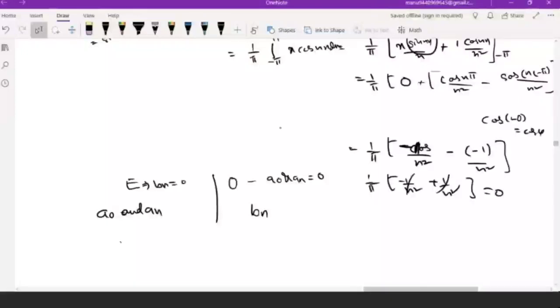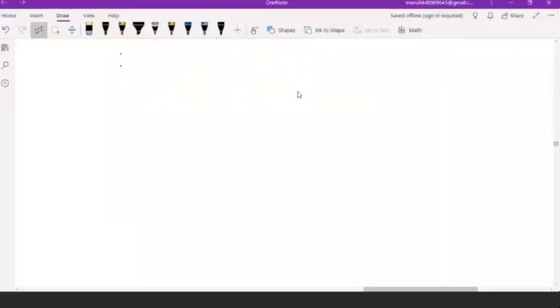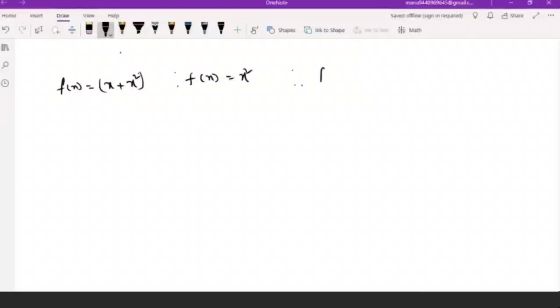Okay. Now we will do one problem in the interval. The given question is: find the Fourier series in the interval minus pi, pi, when f of x is equal to x plus x square, first. Otherwise, f of x is equal to x square. These questions are important. Another question is f of x is equal to mod x.